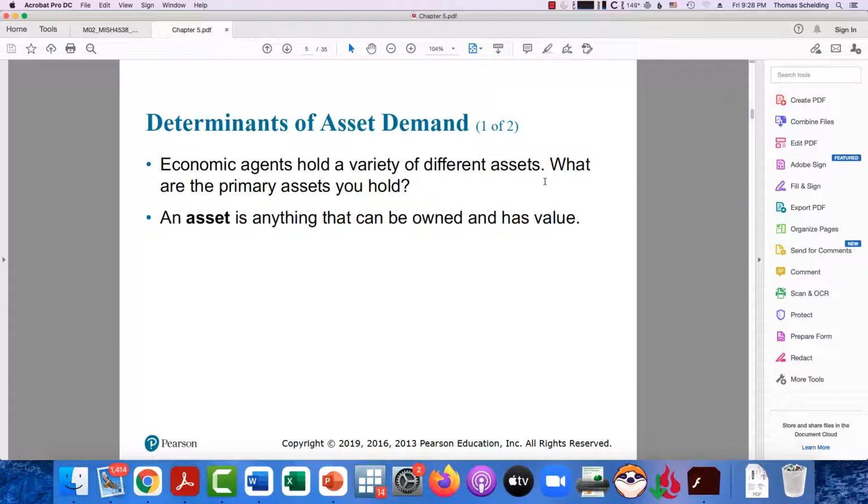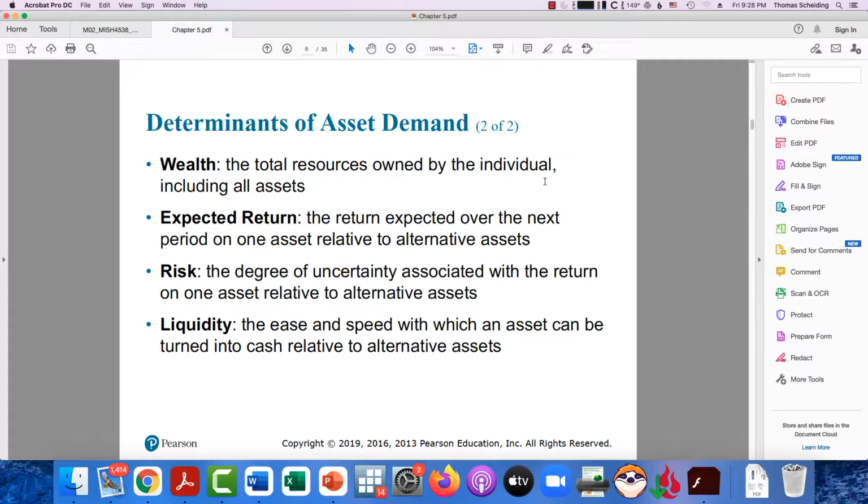So, when we look at particular assets then, and how many assets you own versus consumption goods, which are kind of the opposite. A consumption good, the value is immediately diminished by the fact that it is consumed.